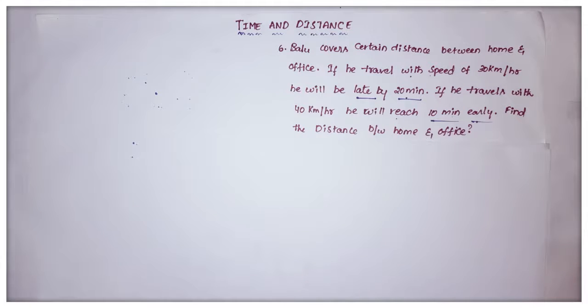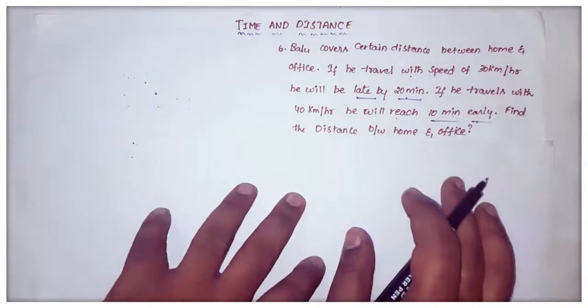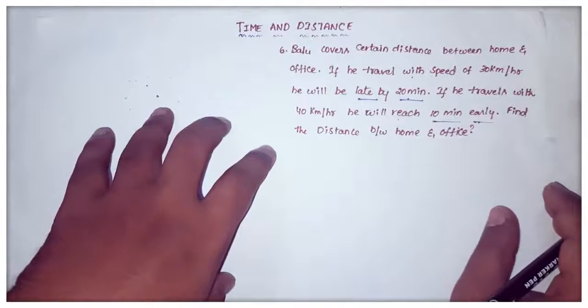The question will be, Balu covers a certain distance between home and office. If he travels with the speed of 30 km per hour, he will be late by 20 minutes. If he travels with 40 km per hour, he will reach 10 minutes early. Find the distance between home and office. So, understand the statement carefully.